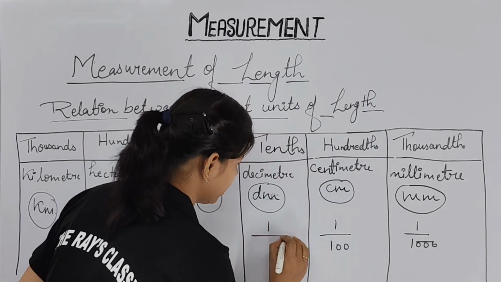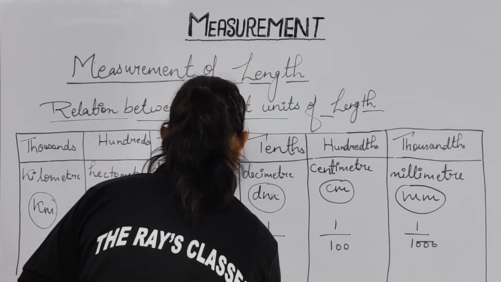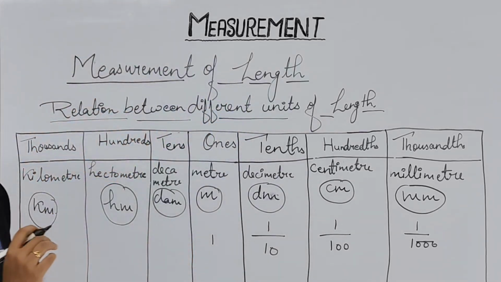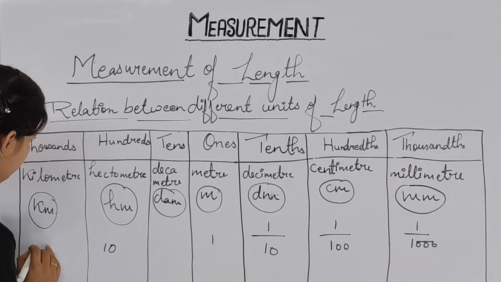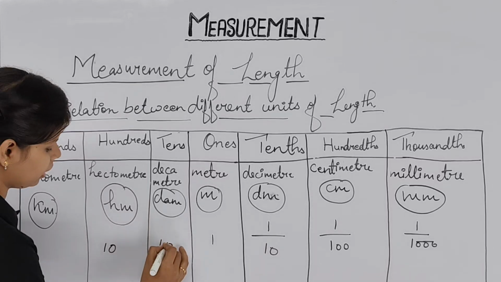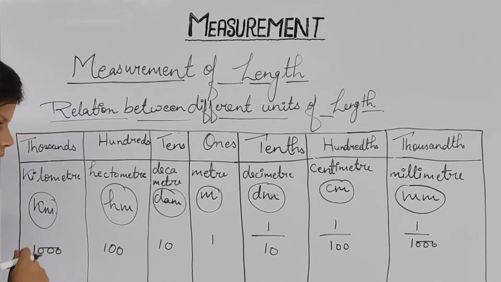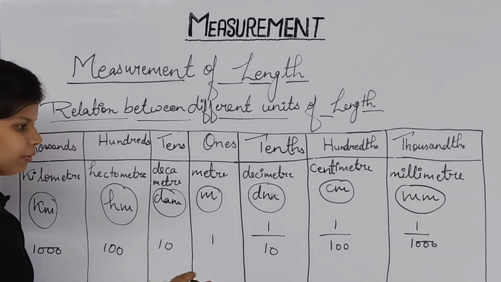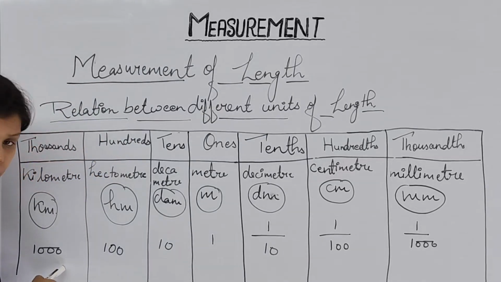It can be represented as 1 upon 10. It can be represented as 1. This will be your 10, this will be your 100 and this will be your 1000. Clear? That means this one is in divide form and this one is in multiplicative form.